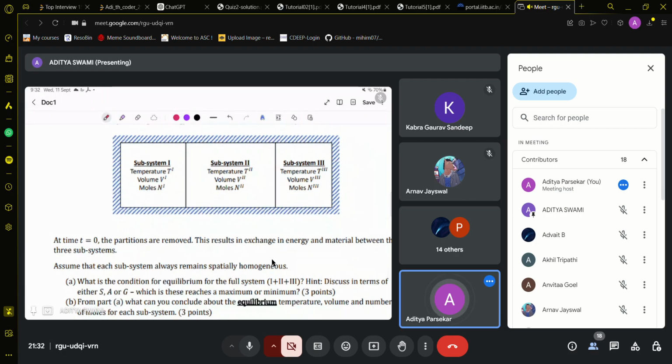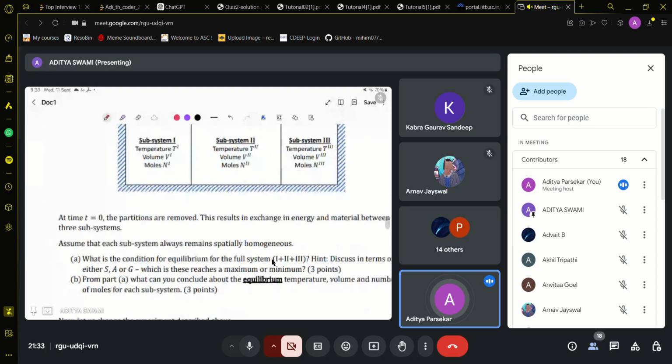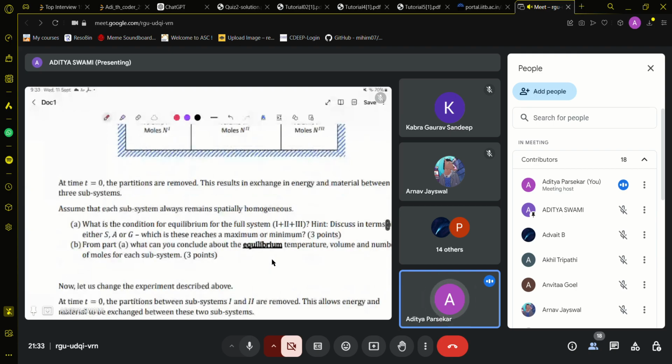We have to try to understand this in terms of the entropy, Helmholtz free energy, or the Gibbs free energy, depending on where our equation takes us. So now let's get started. We'll start with the A and B part first.